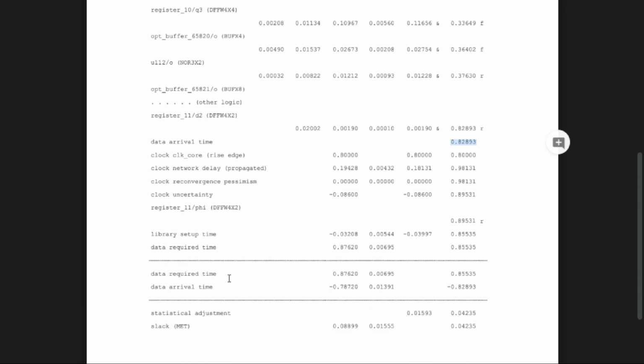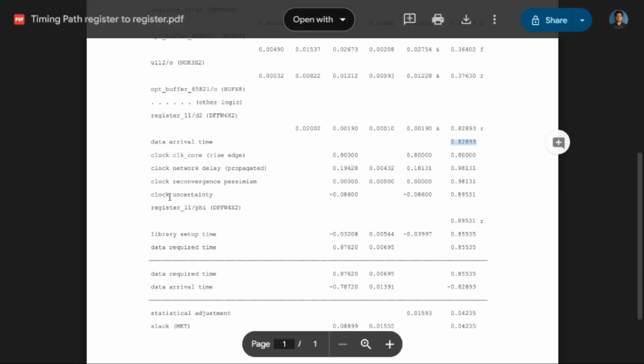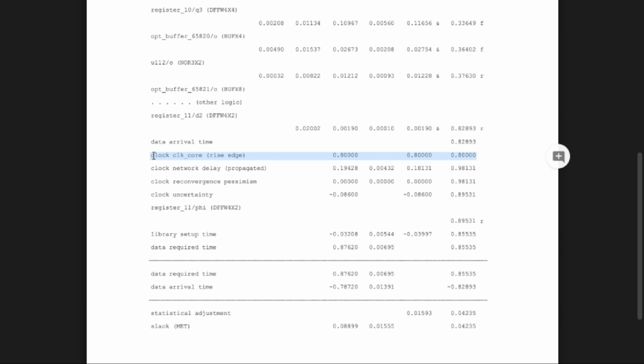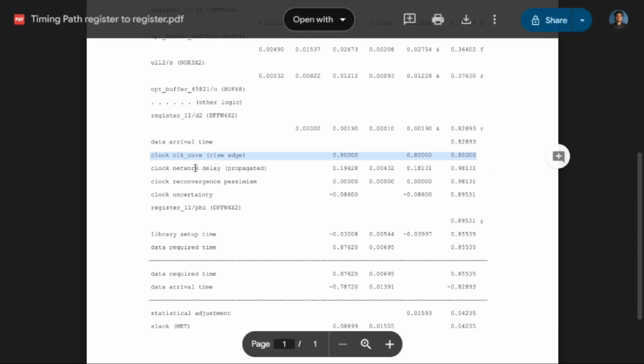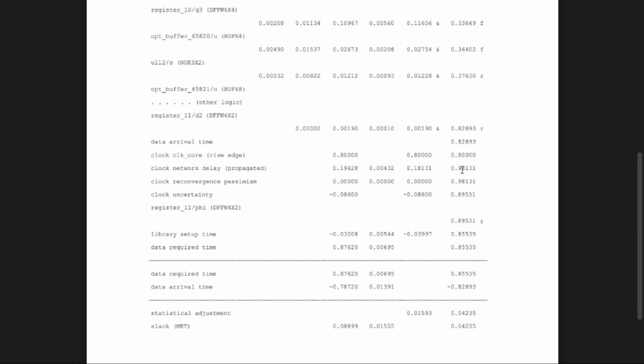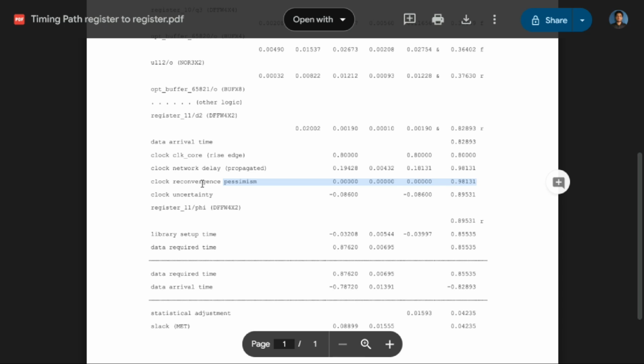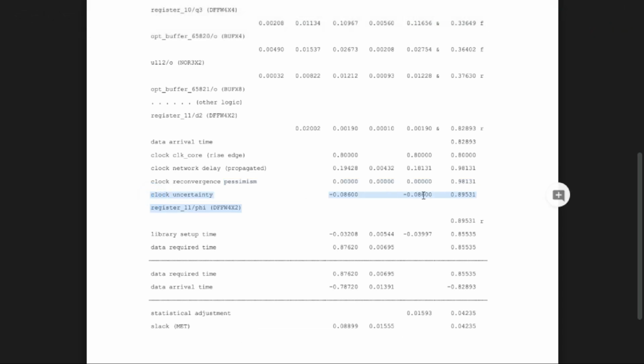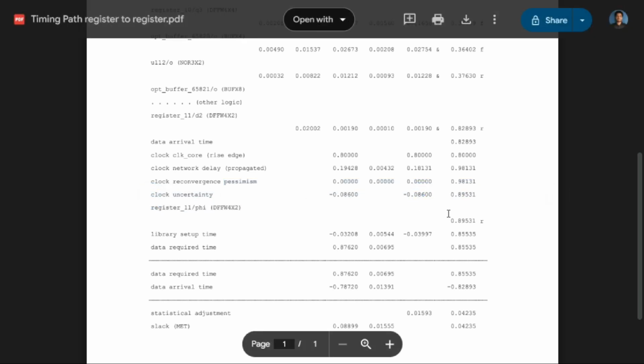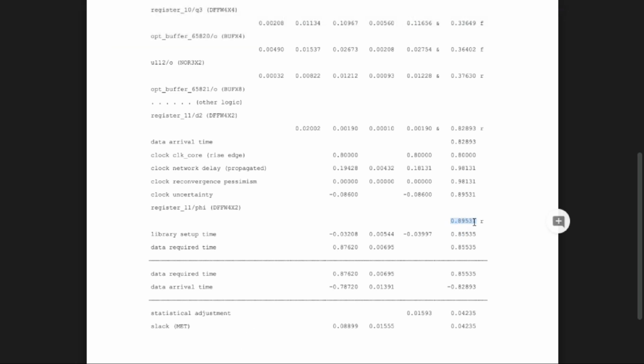So data required time is basically calculated from this value. We have 800 ps as our clock period, but the network delay was 181 ps. So that 181 ps will be added, because this latency will be good for setup. That's why it will be added. It becomes 981 ps. And there is no clock reconvergence pessimism, so it's not removed. Clock uncertainty, we have removed 86 ps. So from that it becomes 895 ps, which is the data required time.